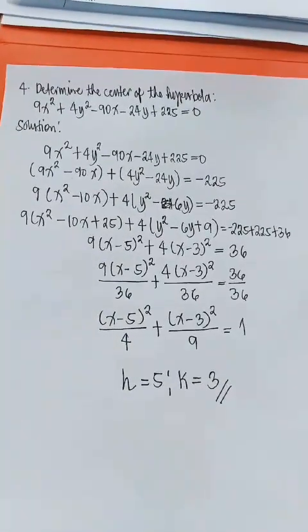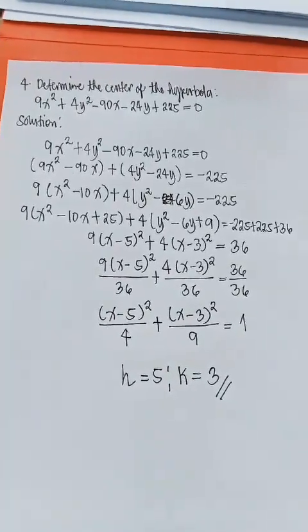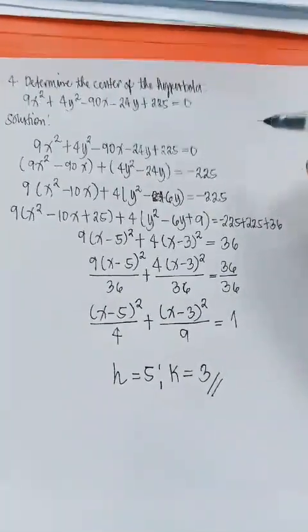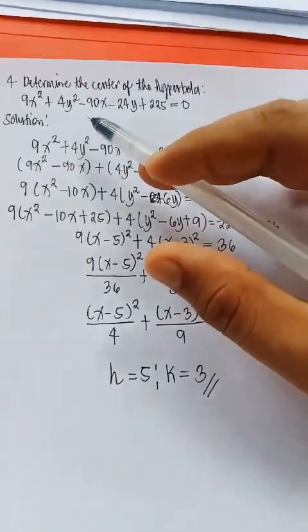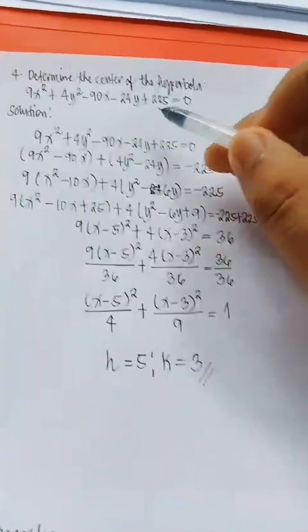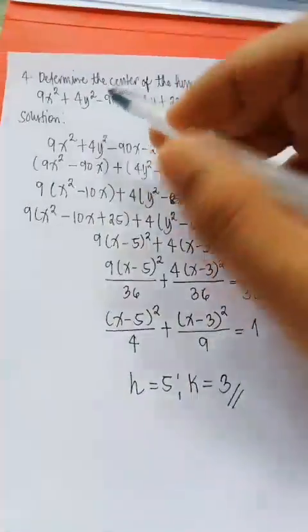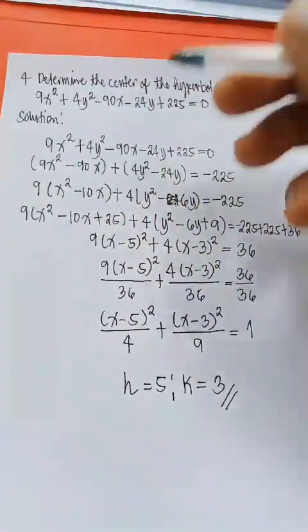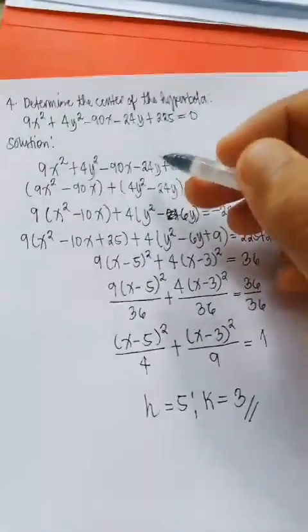Problem number 4. Determine the center of the hyperbola given 9x squared plus 4y squared minus 90x minus 24y plus 225 equals 0. Our solution is, we copy first the given. So our solution goes like this.